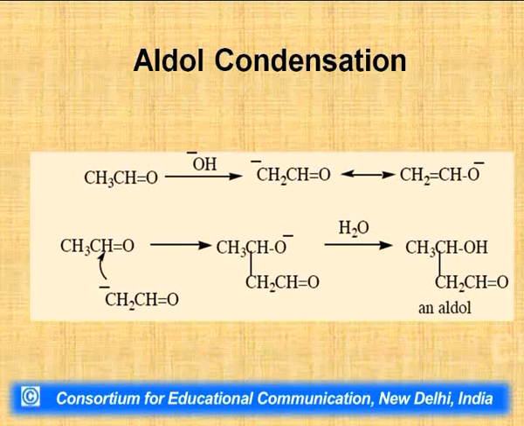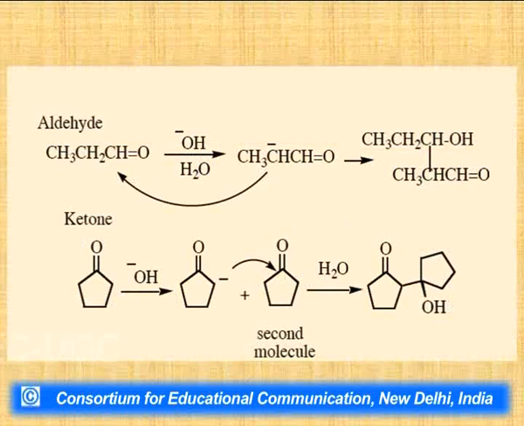What is aldol condensation? When aldehydes or ketones react with base to give an aldol. Here you can see the reaction of aldol condensation, the mechanism in case of aldehyde and in case of ketone. What is happening in the mechanism? The base will first abstract the alpha proton from the aldehyde and form the carbanion. This carbanion will attack the first reactant, and then we will have an intermediate which will gain a proton and form the aldol, beta hydroxyaldehyde. The product is beta hydroxyaldehyde.